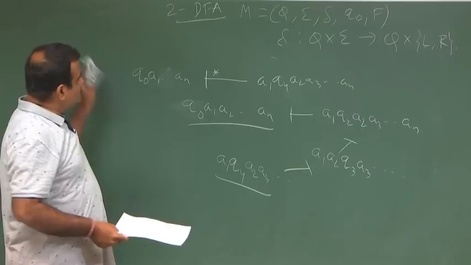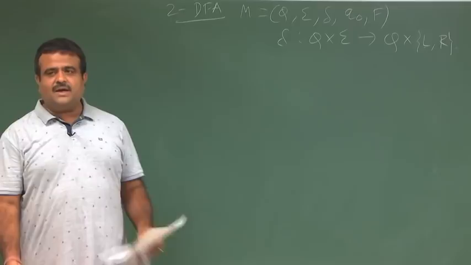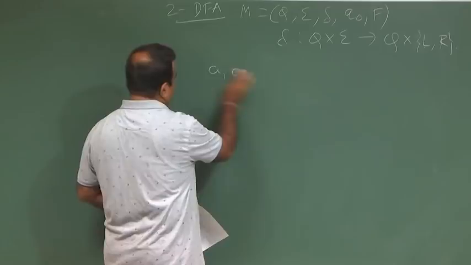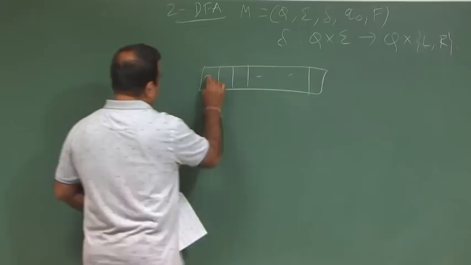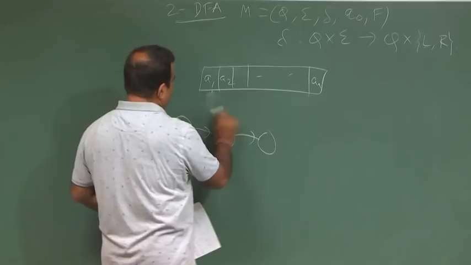So, when we say a language is accepted by this machine, eventually it will reach a final state and the whole string has been explored. Suppose we put A1 A2 up to An on a tape, and we start with Q0 and keep reading the tape. We will go to some state and the tape head will move here and there like this.